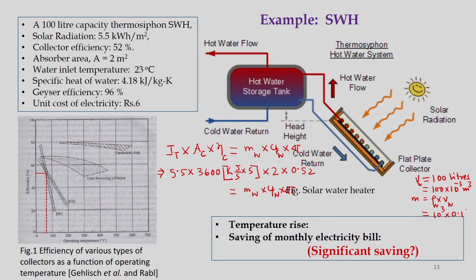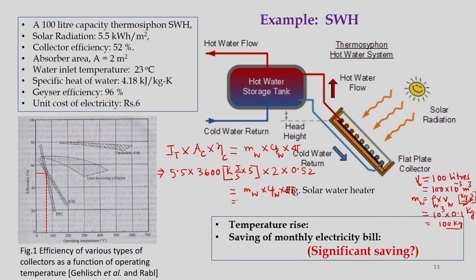It becomes kg, because the unit of density is kg per cubic meter, and then you have meter cube. So, meter cube will be gone, and finally we will have kg. Finally, what you will have is 100 kg. So, this 100 liters is nothing but 100 kg. So, this is MW.